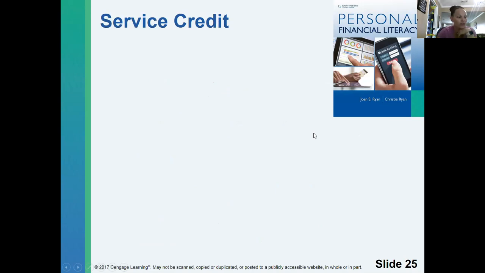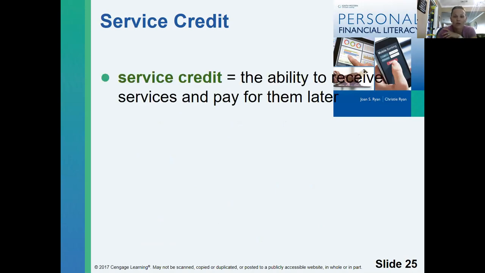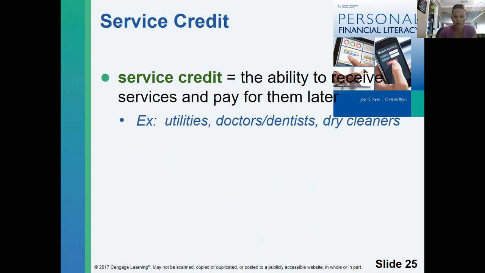And then the other type of credit is service credit, which when I think credit, I don't even think of this, to be honest, but it is. It's a type of credit that is available. It's just kind of different in a sense from the other ones. So service credit is the ability to receive services and pay for them later. For example, utilities, the doctors or dentists, the dry cleaners. So utility companies, PG&E, right? You guys might have your Chromebook plugged in right now. The lights might be on. You might have your heater or air conditioner going.